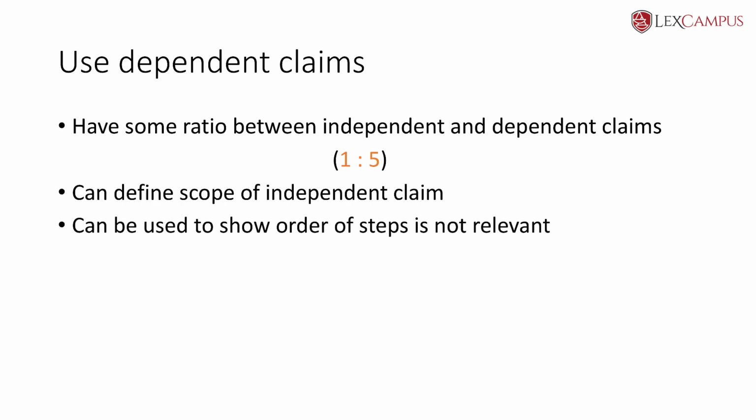They can be used to show the order of steps is not relevant. For instance, you have A plus B plus C to achieve a particular result. That can be dependent claim 2. Now dependent claim 3 can be A plus C plus B in a different sequence to achieve the same result. So what you do here is to convey through two dependent claims that the order in which you have done things is not relevant. It could also be done through an alternative order. So that's one way you try to tell the world that you cannot do it in another way because I've already covered that way as well.